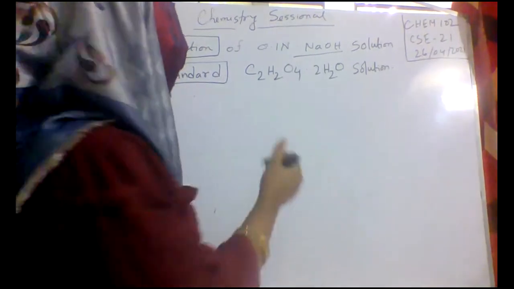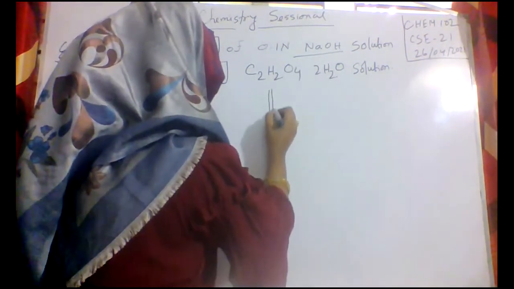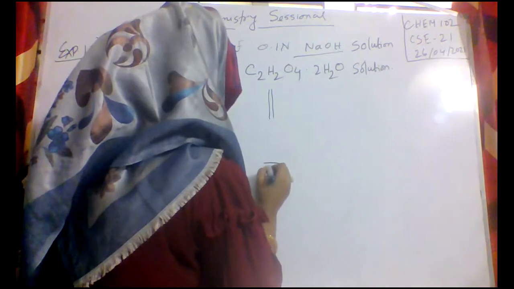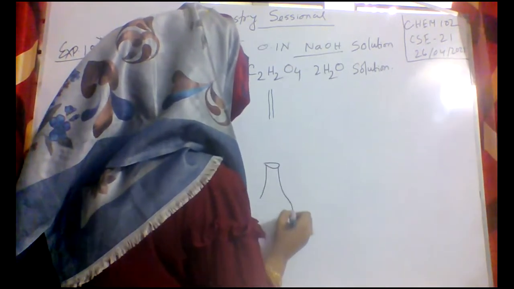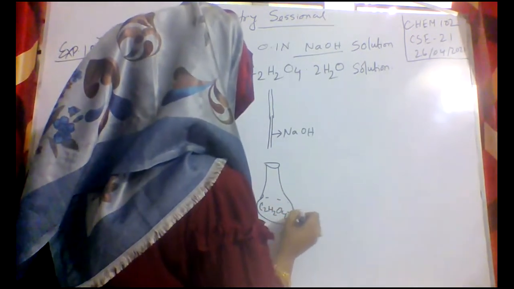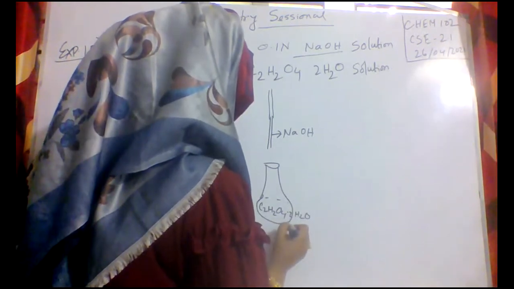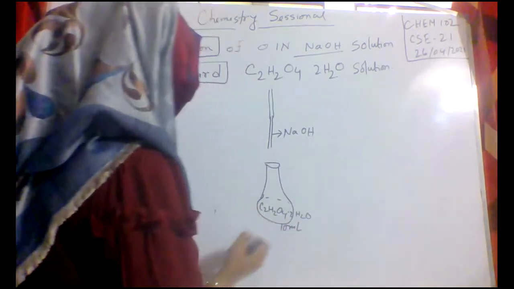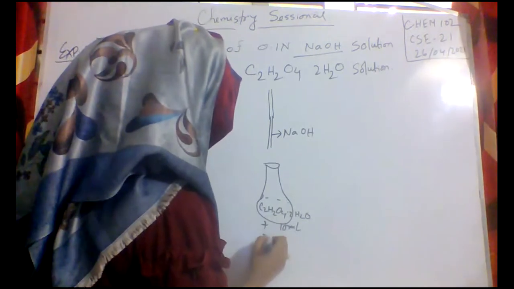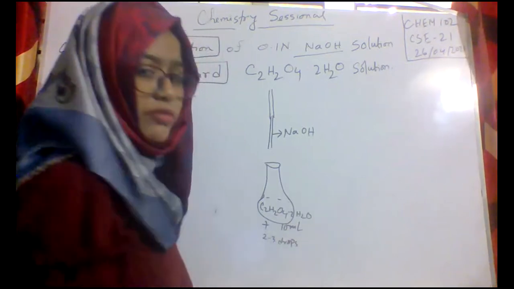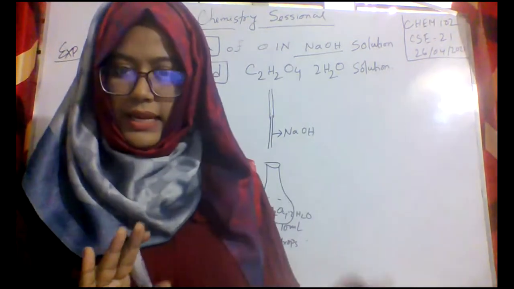So whenever you are adding sodium hydroxide from that part into a conical flask, here we have 10 ml of oxalic acid dihydrate solution, and also 2 or 3 drops of phenolphthalein indicator. Phenolphthalein indicator is a weak acid, as I have mentioned.